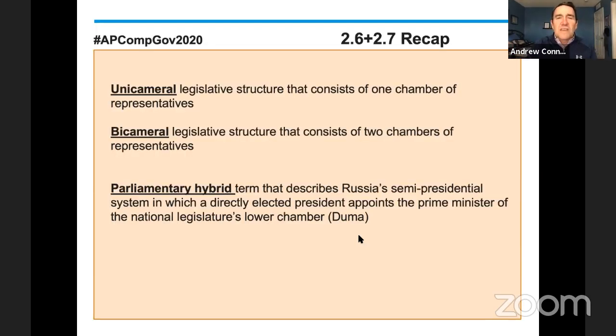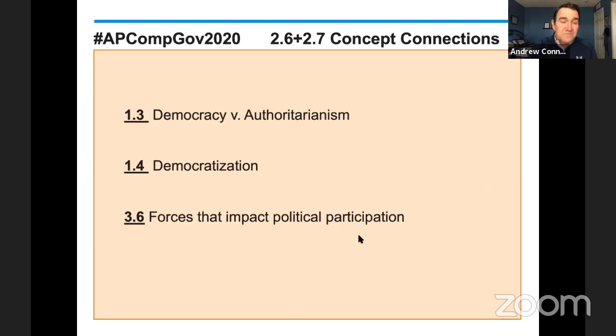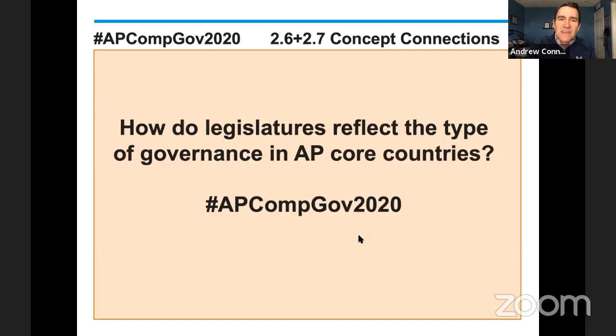So today we were looking at critical words related to legislatures in our AP 6 countries: unicameral, bicameral, and for Russia, the parliamentary hybrid system. We have seen in the past in Unit 1 connections between today's topic, particularly the independence of legislatures, when we compare democracies with more authoritarian governments in this whole process of democratization that some of our countries have undergone. And we'll see more examples of this in Unit 3.6 when we talk about political participation.